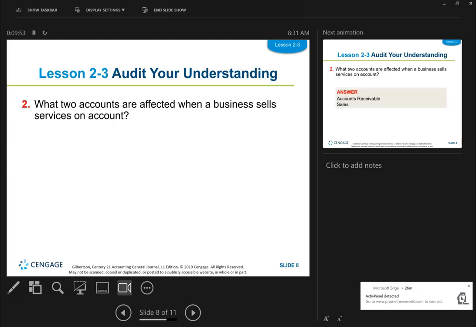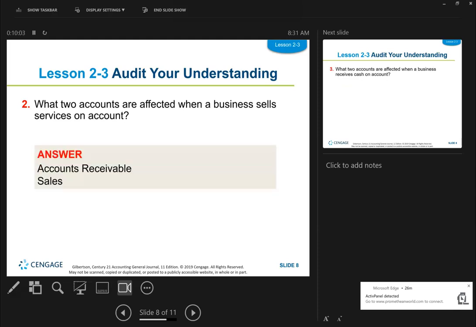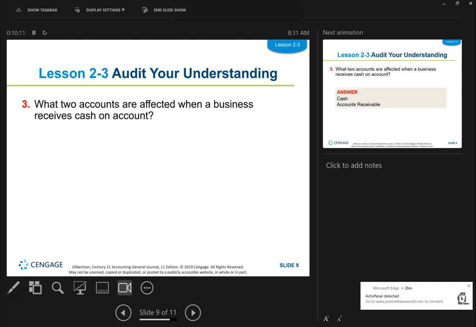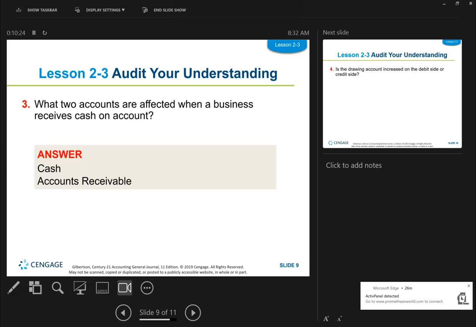What two accounts are affected when a business sells services on account? Sales, and yeah. Sales and accounts receivable. Well done. The dream team in the back has got it going, right? What two accounts are affected when a business receives cash on account? Good. Cash and accounts receivable. Because your good debt is going down and replacing it with money, which most people would rather have than good debt.